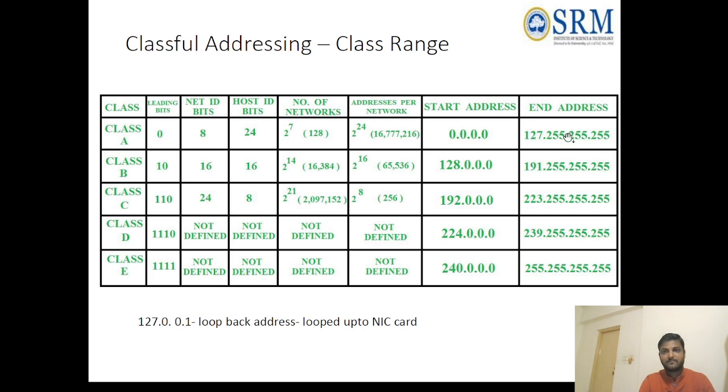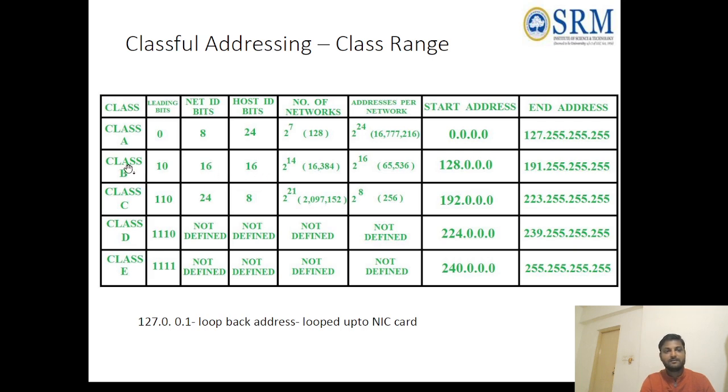And the end address, that is all will be 1, but the leftmost bit, as it is fixed, it will be 0. So if we make all the rest 1, the first octet, that is the first 8 bits, will be 127. Because if the leftmost bit is 1, it means it is 128, and if all the bits are 1, it is 255. So 255 minus 128 is 127. So the end address will be this one.